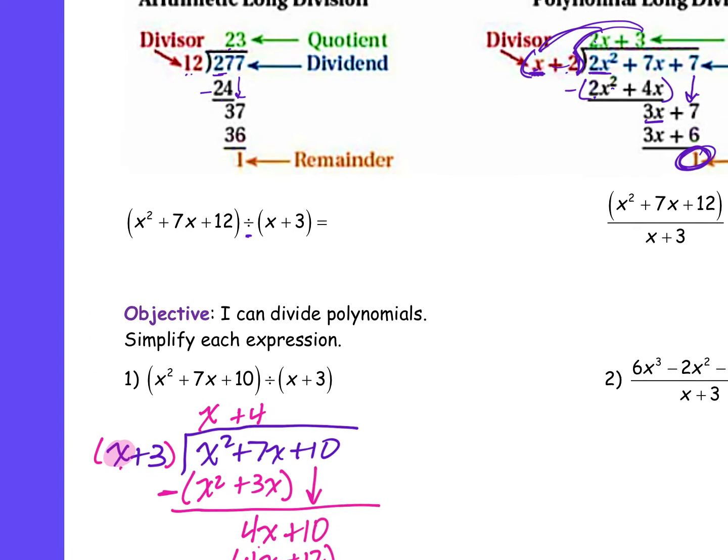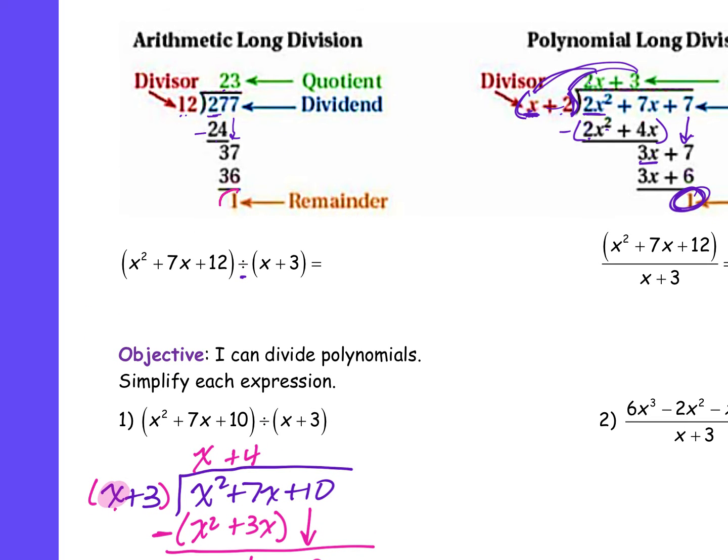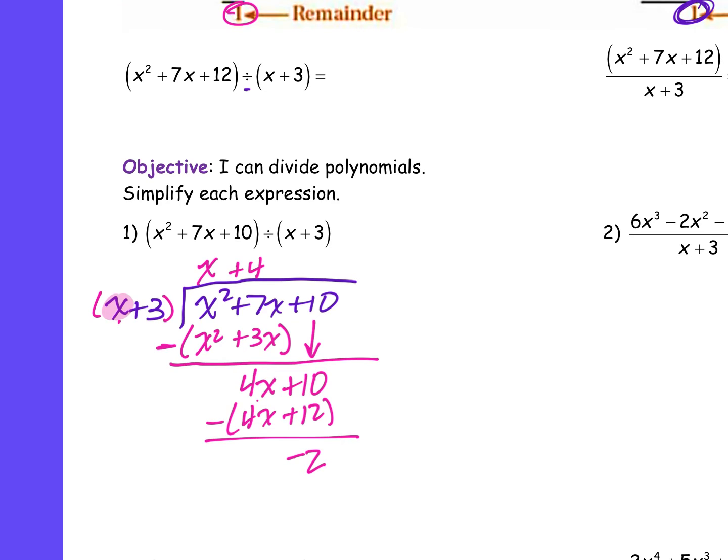Just like when you write a remainder as a fraction, like 23 and 1/12. You guys remember how we write our remainders as fractions? We write our remainder as a fraction, so this would be negative 2 over x plus 3. And that's my answer: x plus 4 minus 2 over x plus 3.